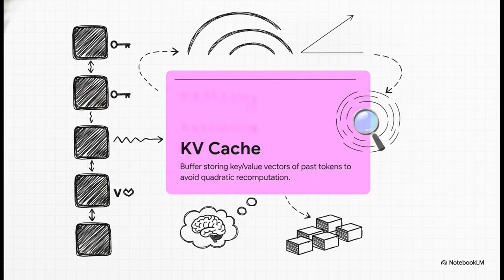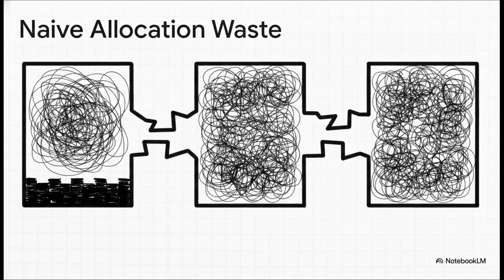So, the fix is the KV cache. You compute the key and value once, store them in a buffer, and just look them up the next time. Boom, you've turned a massive quadratic recompute problem into a simple linear lookup problem. But here's the catch. Solving the compute problem creates an absolute monster of a memory problem.